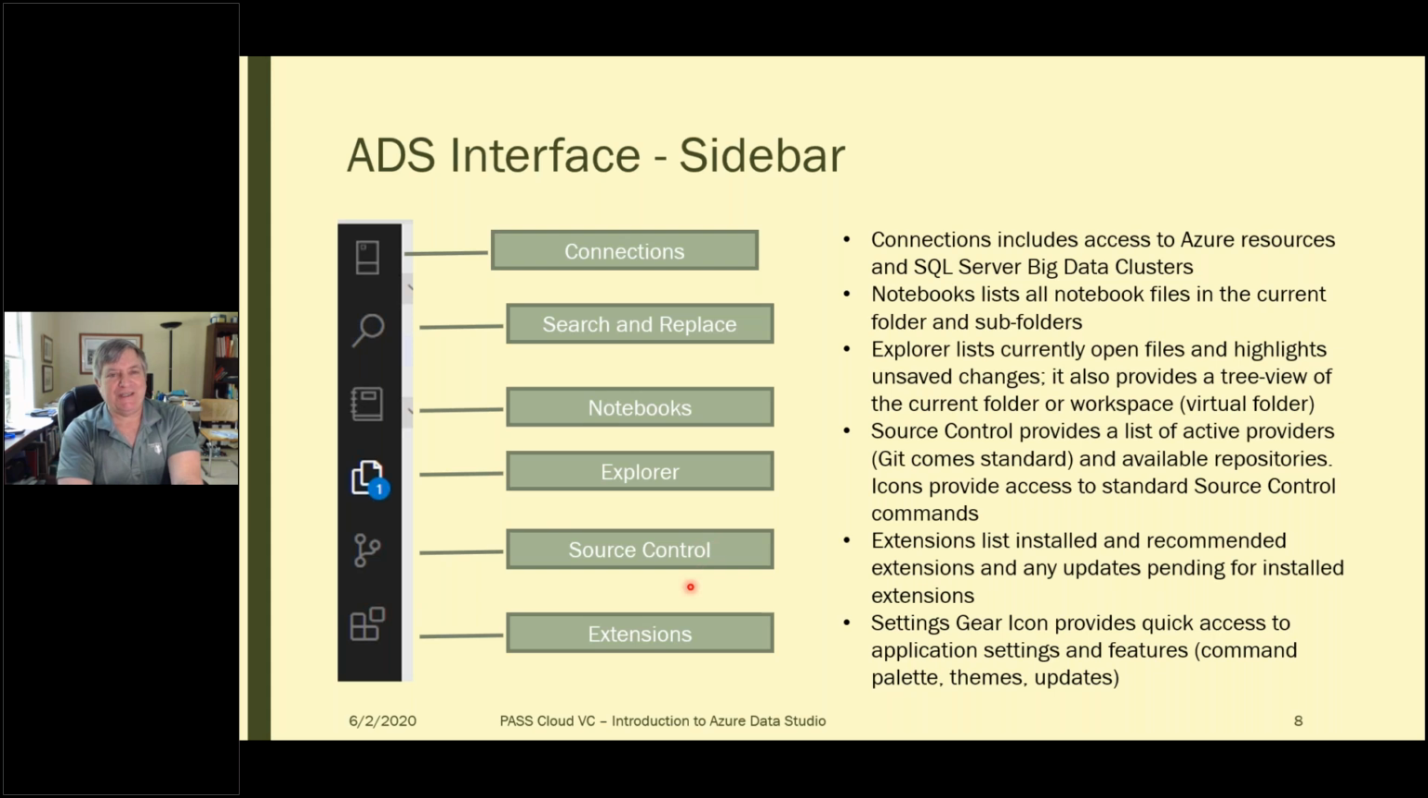And then, as I mentioned, at the bottom left of the screen, there's a settings gear icon, which will give you quick access to application settings, features, themes, updates, that kind of stuff.